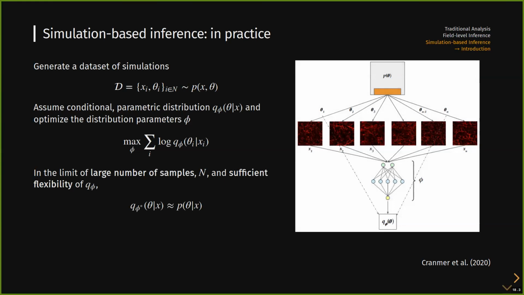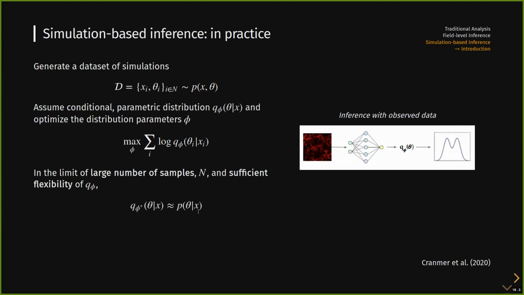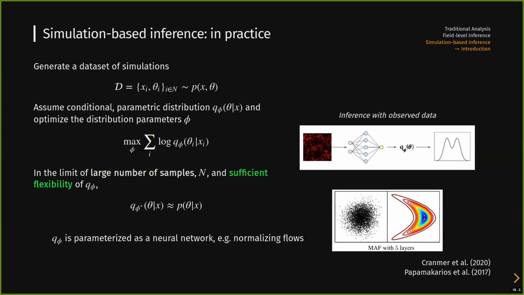And in the limit of a large number of samples and sufficient flexibility of your assumed distribution, the assumed distribution will converge to the target posterior. So if you want to do inference, you go out, take data, and just query that through the trained parametric distribution to generate samples from your posterior. The two important phrases here are large number of samples, we'll come back to that in a minute, and the second is sufficient flexibility of your parametric distribution, which is why we generally don't use Gaussians, but we try to use something like normalizing flows, which are able to model complex distributions like this.